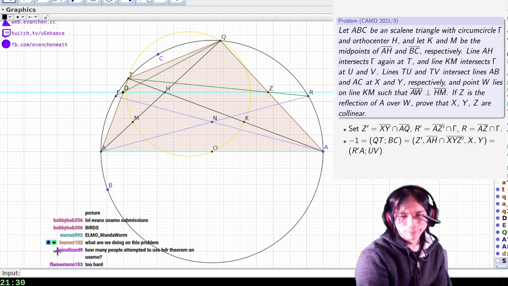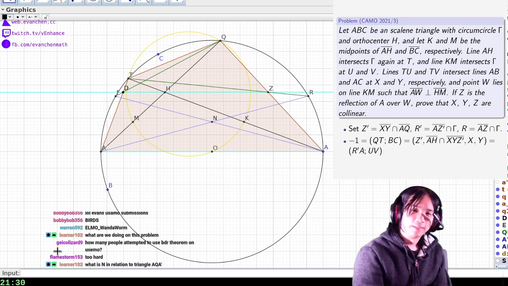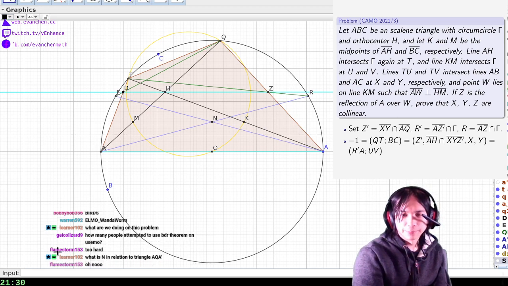Should I put U and V back? We could draw U and V again. I don't... No, that's silly. Why would I do that? Midpoint... What is N with relation to AQA prime?